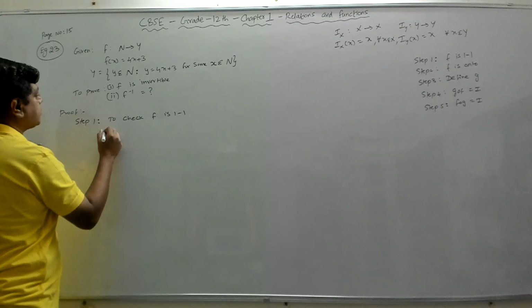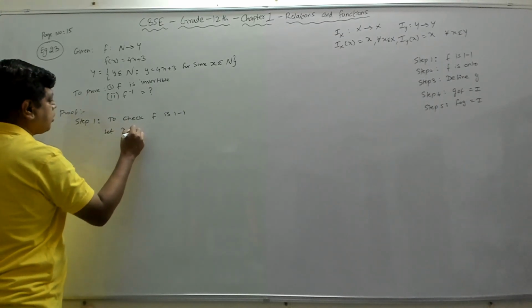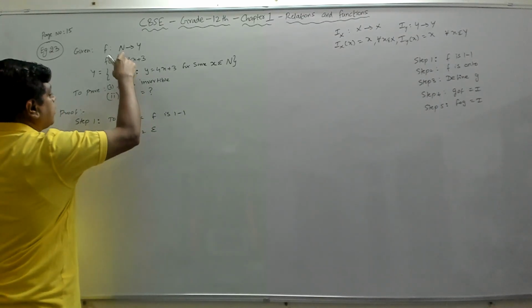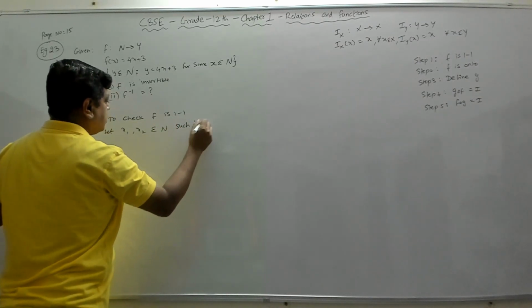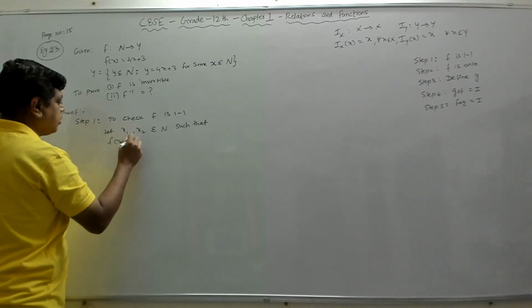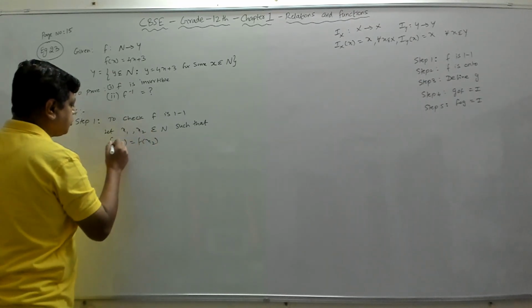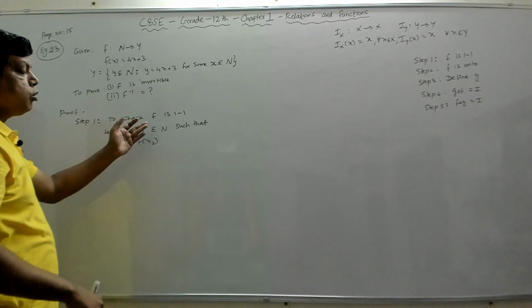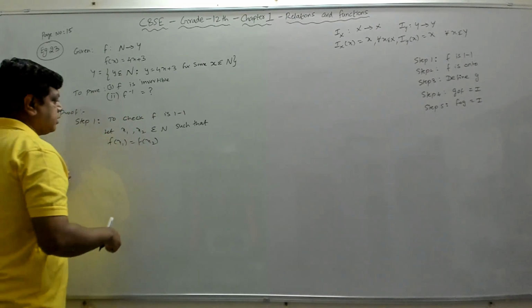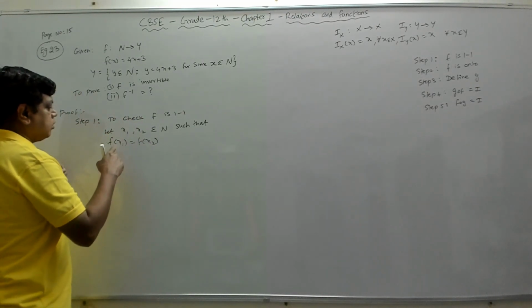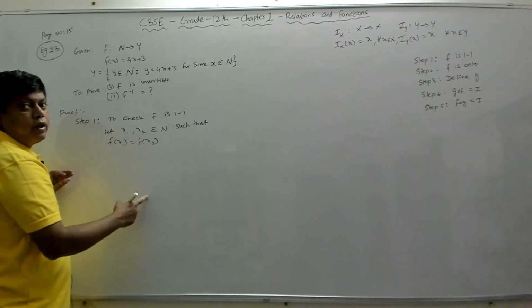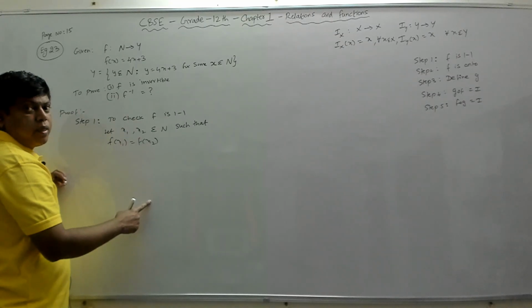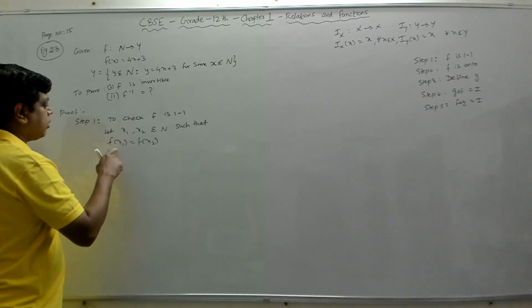We'll take 2 elements. So let x1, x2 belong to this n, which is the domain, such that f of x1 equals f of x2. So for any case where we need to prove f is 1 to 1, we'll start like this, right? So f of x1 equals f of x2, then we need to prove that x1 equals x2. If we prove x1 equals x2, then f is 1 to 1.